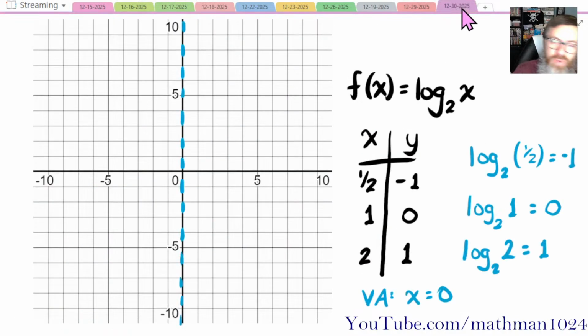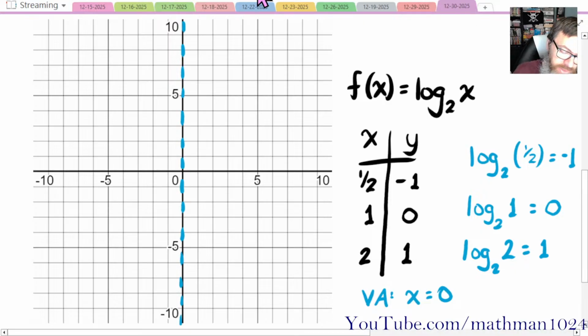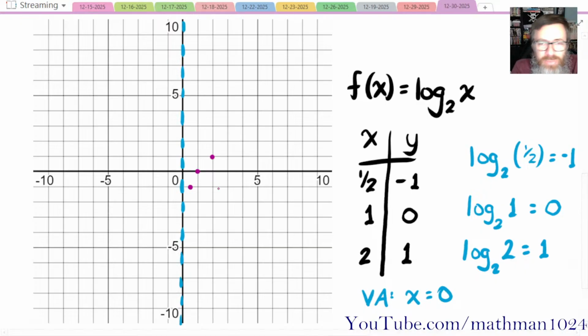And so that's why we have a graph here that kind of looks exponential, but it's like it's been flipped and rotated a little bit. So let's plot these key points. We have 1/2 is going to give me -1, 1 gives you 0, and 2 gives you 1. Now, some teachers might say, this is all you need to do, and then connect the dots and blah, blah, blah. We're going to do better than this.